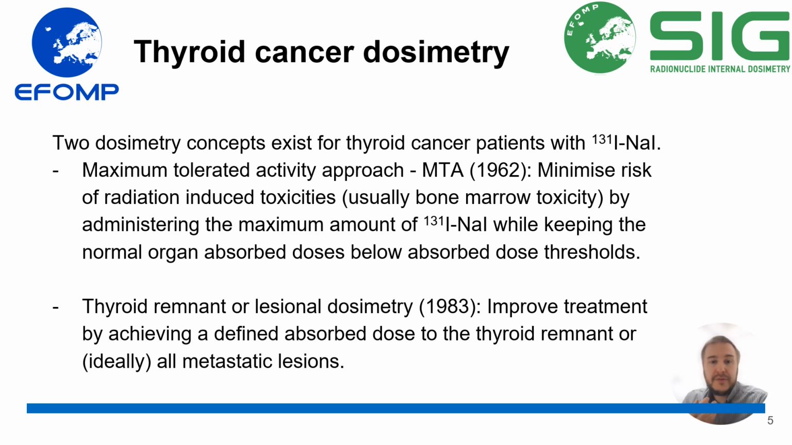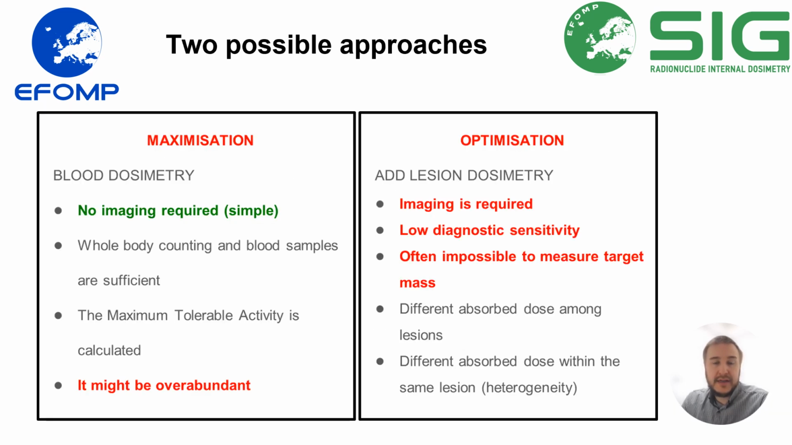And then at the other end, we have the thyroid remnant or lesional dosimetry approach, where we try to improve the treatment by delivering a certain absorbed dose to lesions or the thyroid remnants to improve outcome for patients. And this is just putting them next to each other. So you've got the maximization approach, where, like we said in earlier lectures, we don't normally need imaging. It's only whole body counting and blood samples, and we can really give the maximum amount necessary, but it might be too much. I mean, we might be giving more than we need to the lesions or something like that, because we're really focusing on the normal organs.